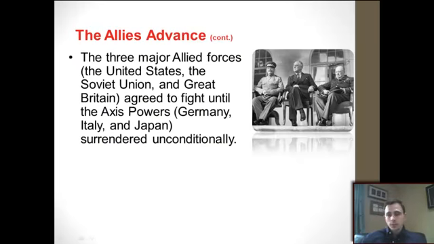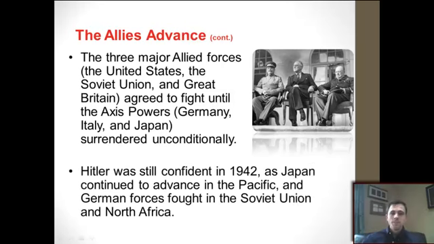How did they do this? Well, the first step was to create an alliance. The United States, the Soviet Union, and Great Britain did not agree on many things, but on this they did. They agreed to fight the Axis powers, such as Germany, Italy, and Japan, until there was an unconditional surrender. Okay. Hitler was still confident at this point, though.